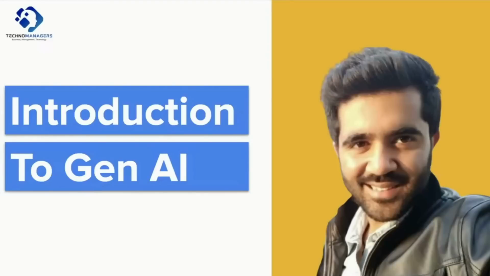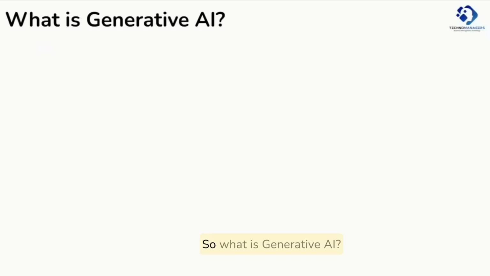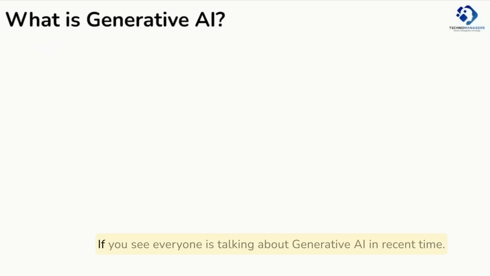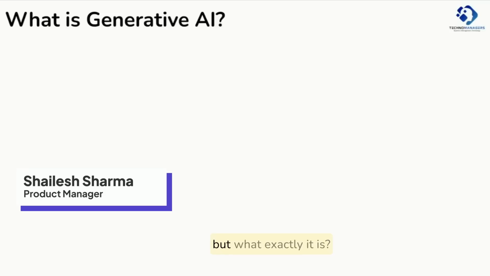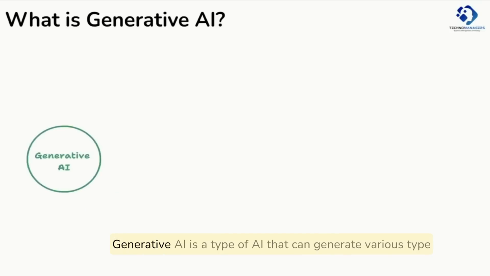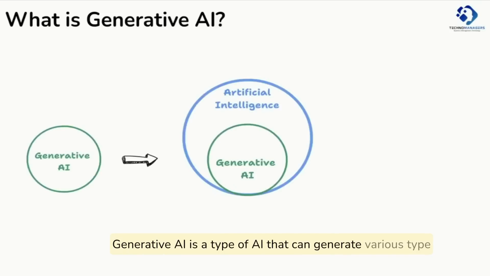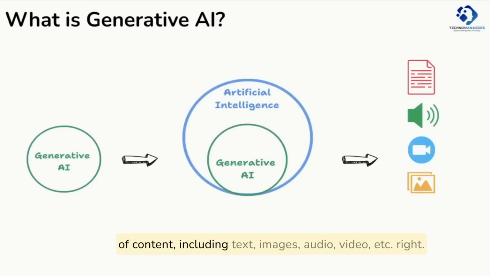Want to learn generative AI in a very easy and intuitive way? You are at the right place. So, what is generative AI? Everyone is talking about generative AI in recent times, but what exactly is it? Generative AI is a type of AI that can generate various types of content including text, images, audio, video, etc.